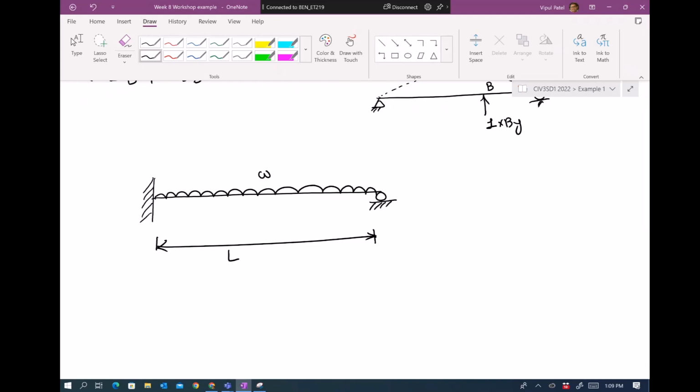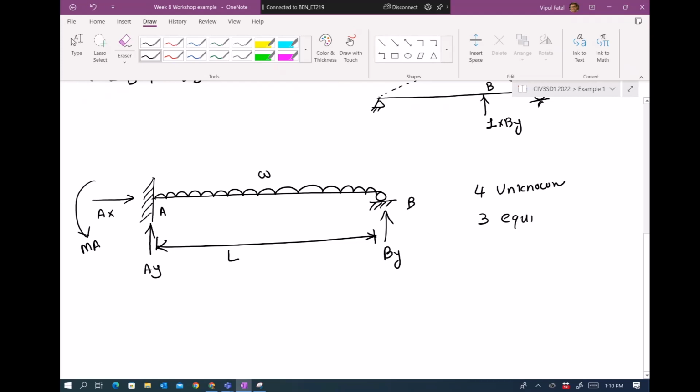Indeterminate structures meaning the equilibrium equations are fewer than the number of unknowns. So you can see here how many unknowns. Reactions, let's say this is A, B: reaction force AY, reaction force AX, reaction force MA, and reaction force BY. 4 unknowns, and 3 equilibrium equations. So we can't solve it with a conventional method. So we need to use the force method.